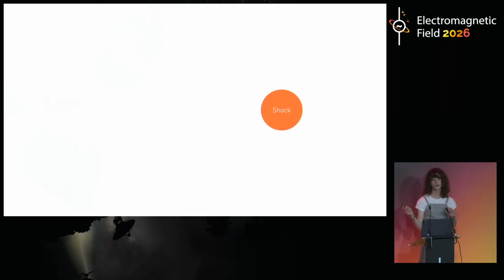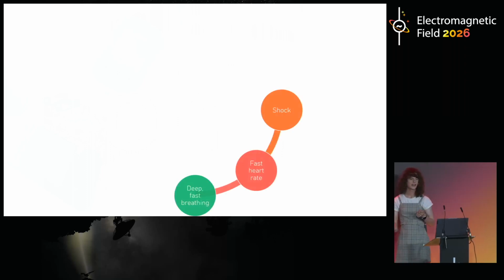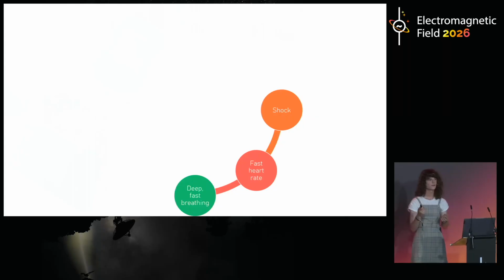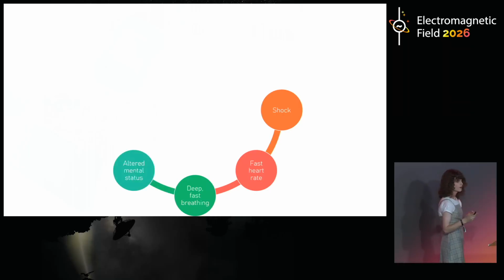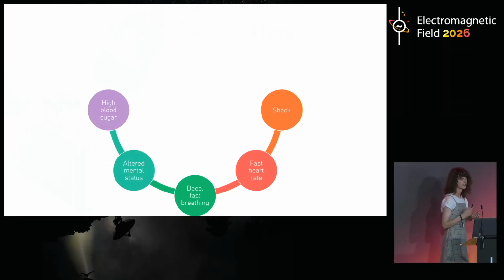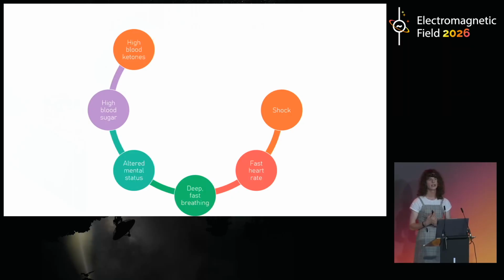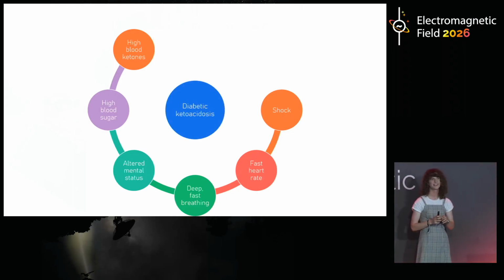But we can actually collect a lot of these things together into a broader syndrome. So we know we've got shock. We know that we've got a fast heart rate. We know that we've got deep, fast breathing. And that's actually called Kussmaul breathing, if you want to look it up. We know that we've got an altered mental status, a high blood sugar, and high blood ketones. And these are all signs of a single condition. That single condition is something called diabetic ketoacidosis, or DKA.